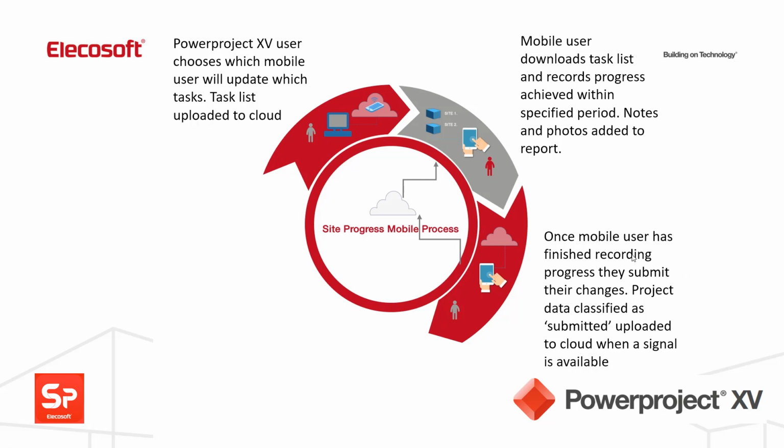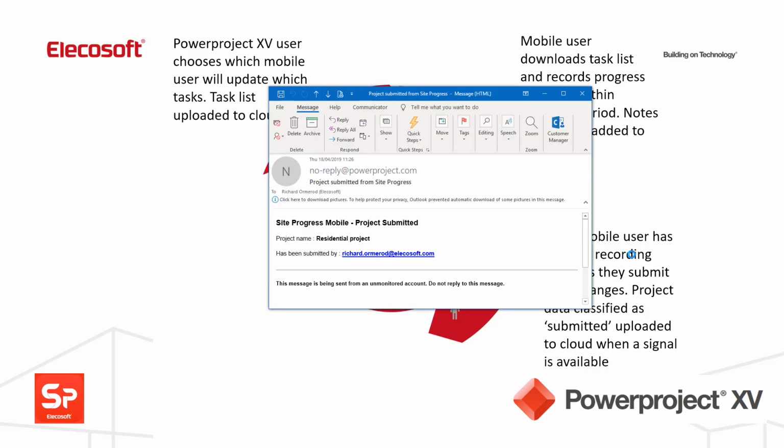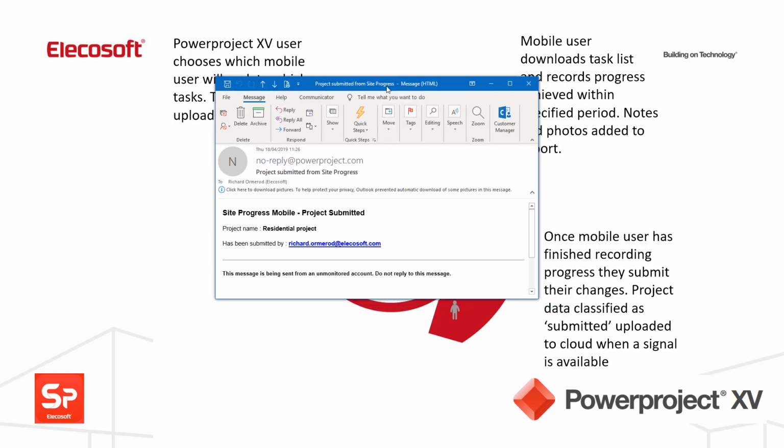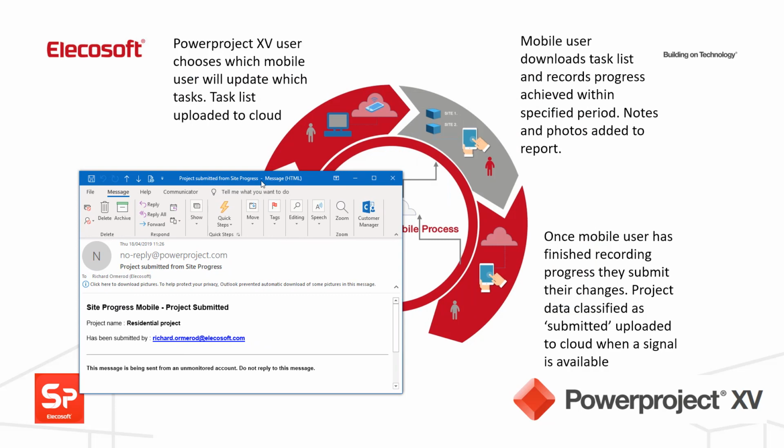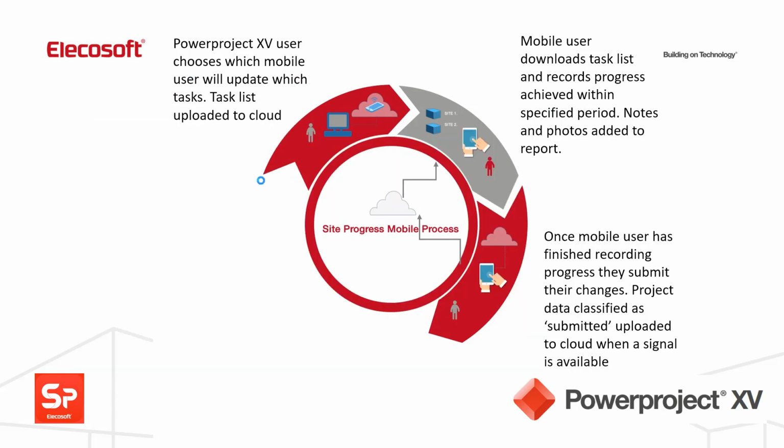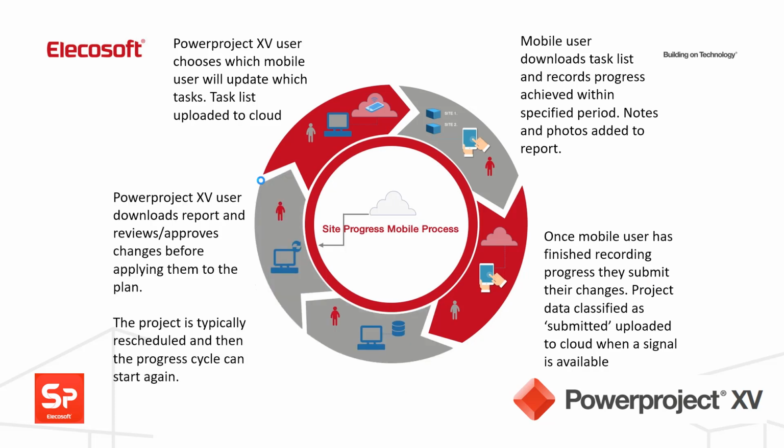And once they've done that, then the person who published that receives an email that tells them that that information has been submitted and is waiting for them. So this tutorial covers the process of reviewing that information, downloading it from the cloud, and then examining it in Powerproject and starting the whole cycle again.